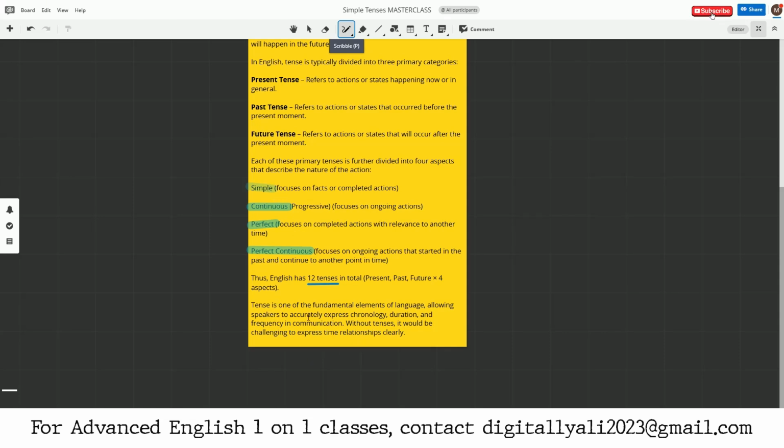Also, tense is one of the fundamental elements of language, allowing speakers to accurately express chronology, duration, and frequency. So chronology, duration, and frequency, there are 3 concepts in time. Chronology is the order of things, and duration is the period of time in which they occurred, and the frequency is how many times they occurred, right, in communication. Without tenses, it would be challenging to express time relationships clearly. Okay, chronology, duration, and frequency.